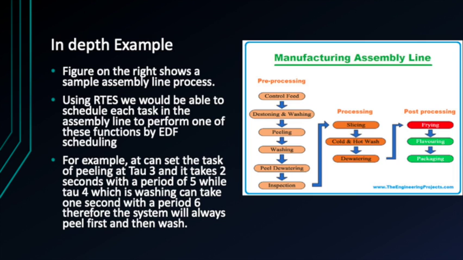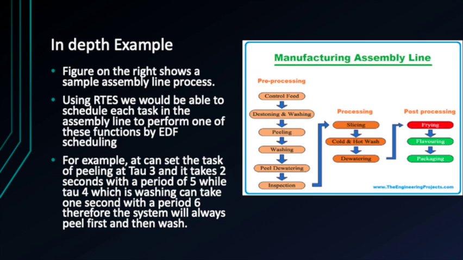So here I have a more in-depth example. This would be a manufacturing assembly line. To make this in-depth example pretty simple, let's say you have three systems: your pre-processing, your processing, and your post-processing. Each system would have its own real-time embedded system. Someone would be responsible for control feed, washing, peeling, washing, peel dewatering, inspection, then slicing, cold hot water, dewatering, and the third system, frying, flavoring, and packaging. By doing this, you're able to set tasks and use earliest deadline first to keep the system under control.